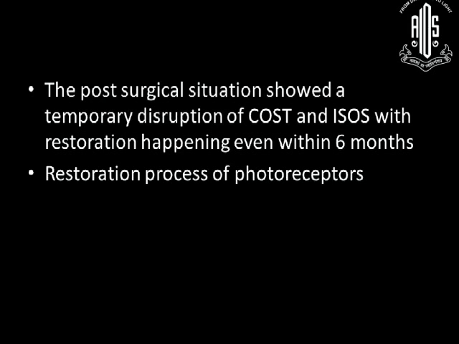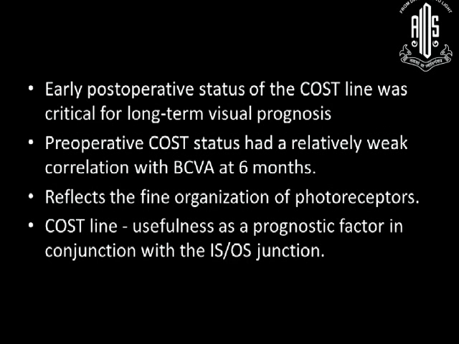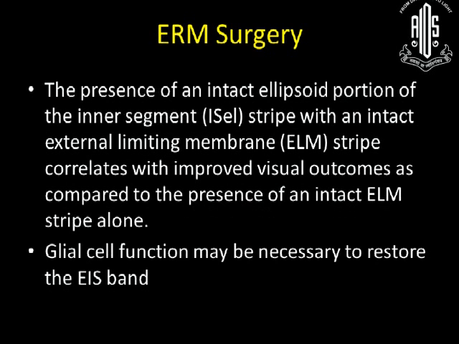Which is very interesting. When you look at the long term, you can think that the cone outer segment takes about five months to regenerate. That corresponds to the data from this study, that after a disruption it takes about five to six months to come back. The early postoperative status of the COST line corresponded to the visual acuity, and essentially it has become a useful prognostic factor, along with the ISOS junction, to see whether the patient gains vision after ERM surgery.